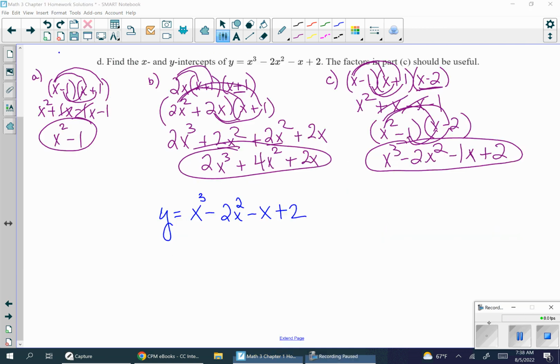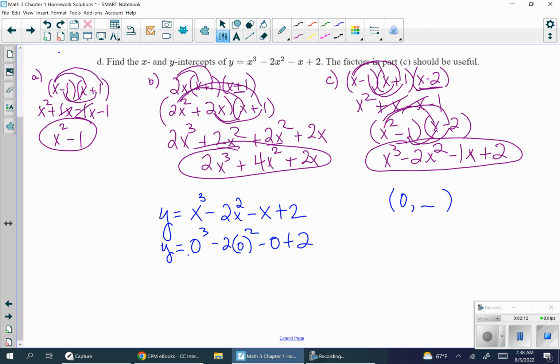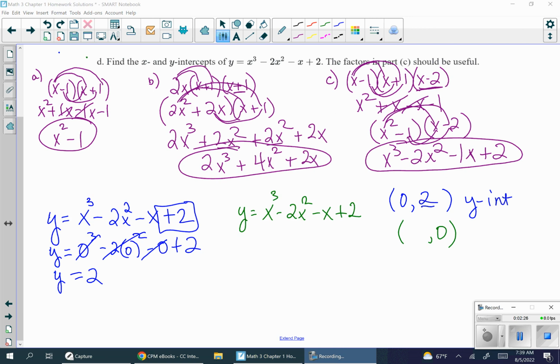So that's it there. Part D of this problem is asking us to find the x-intercepts and the y-intercepts. And in order to find the y-intercept, we want the x piece of our ordered pair to be 0. So let's substitute 0 for x and see what we get as a y-intercept. So 0 cubed minus 2 times 0 squared minus 0 plus 2. Well, all of these guys are just 0, so the y-intercept is 2. Imagine that. 0, 2. So that is the y-intercept.